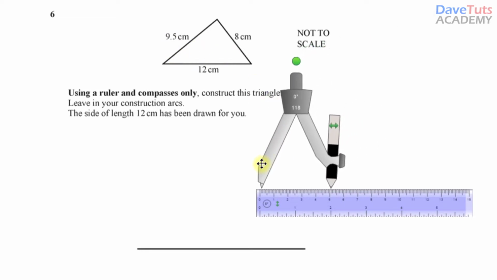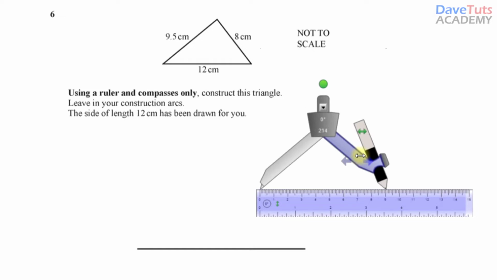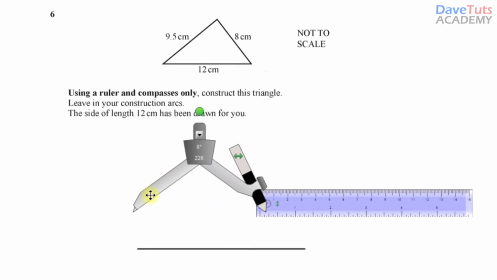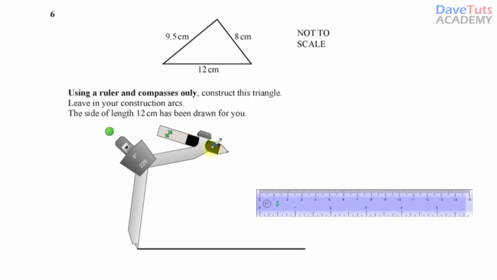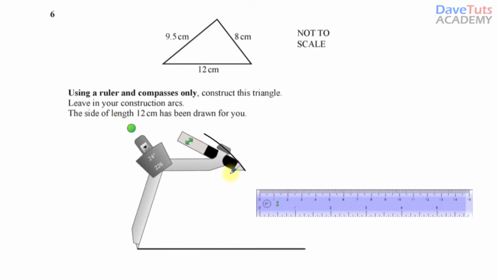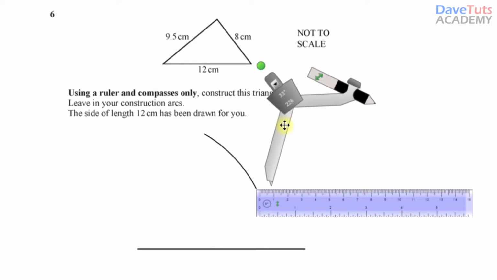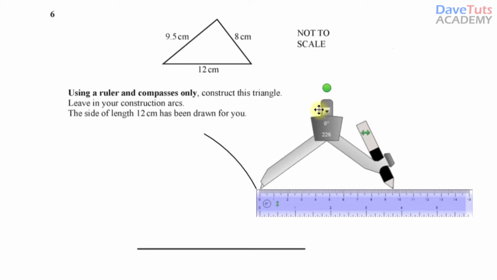We can come here to say this is the origin, and then we can scale to the 9.5 mark, and this is looking like a good fit. So you can go to the beginning of the 12 centimeter line and just align it. Then we can mark that arc that is 9.5 centimeters.